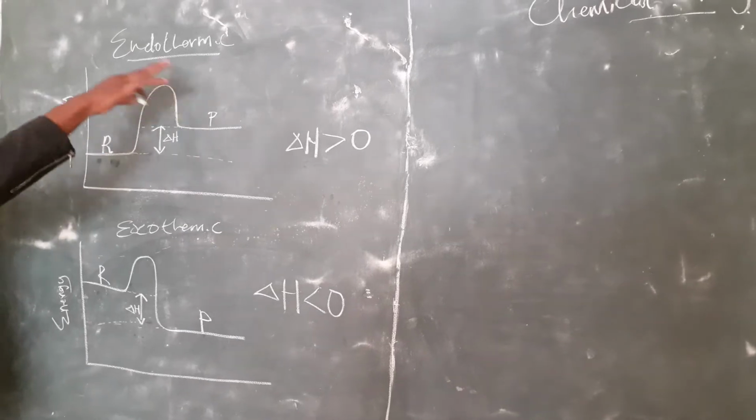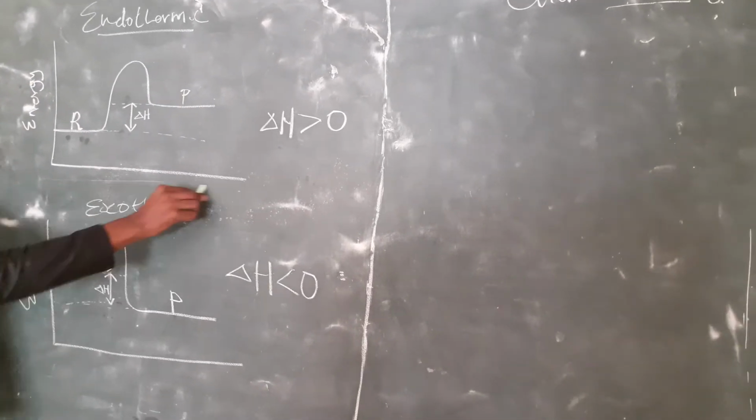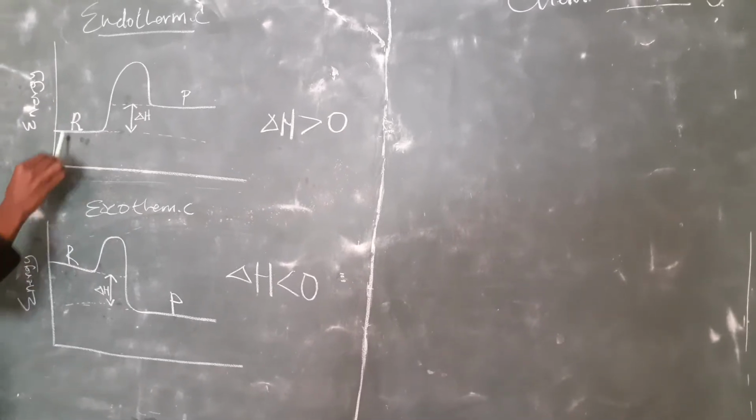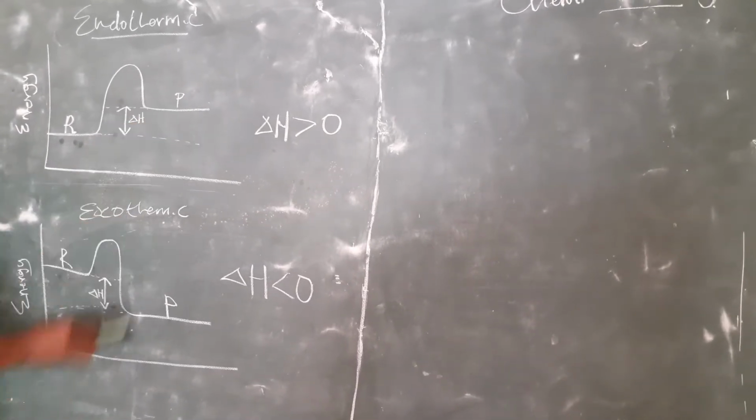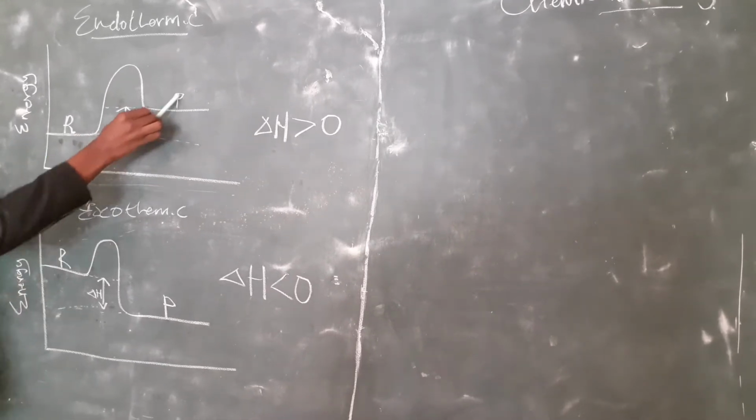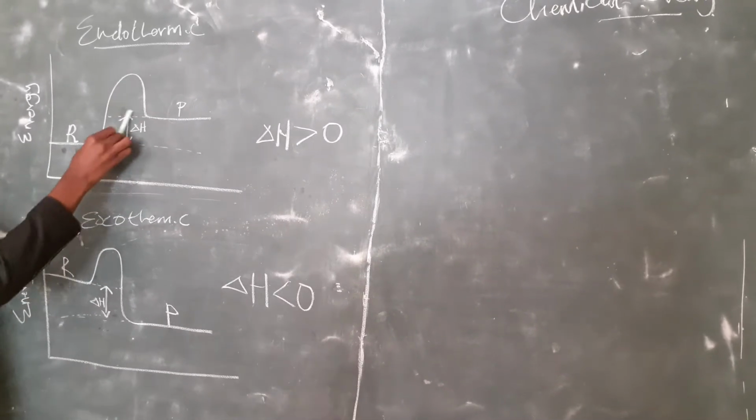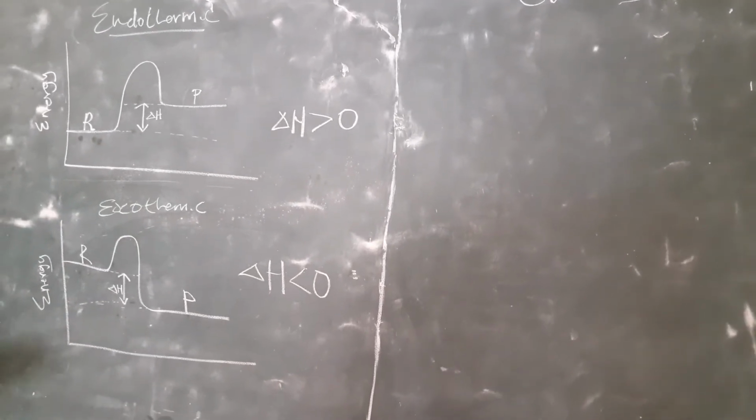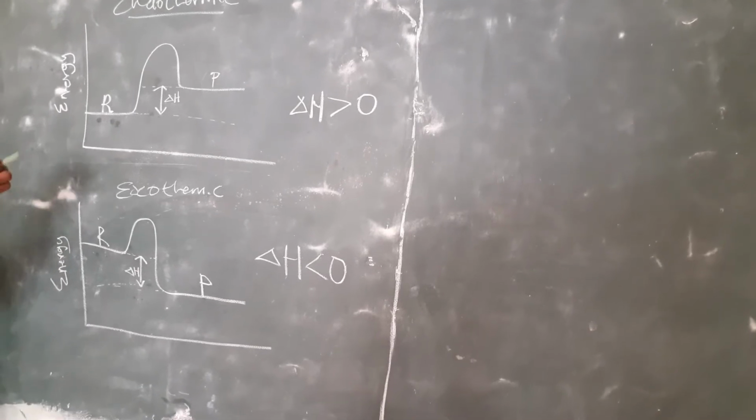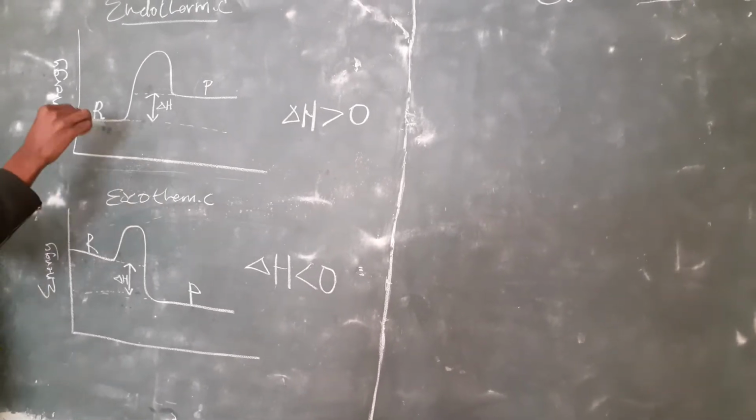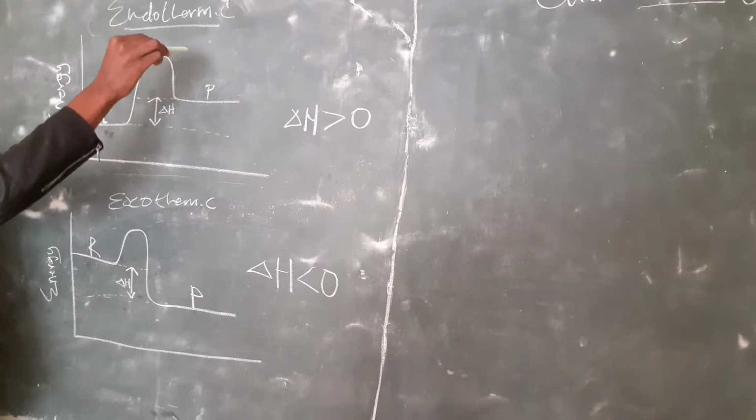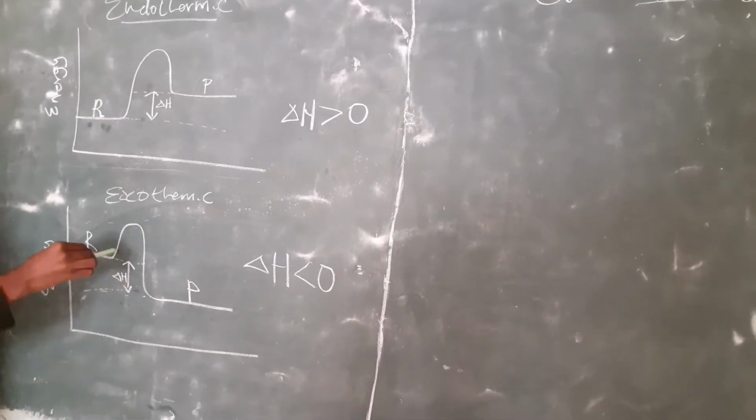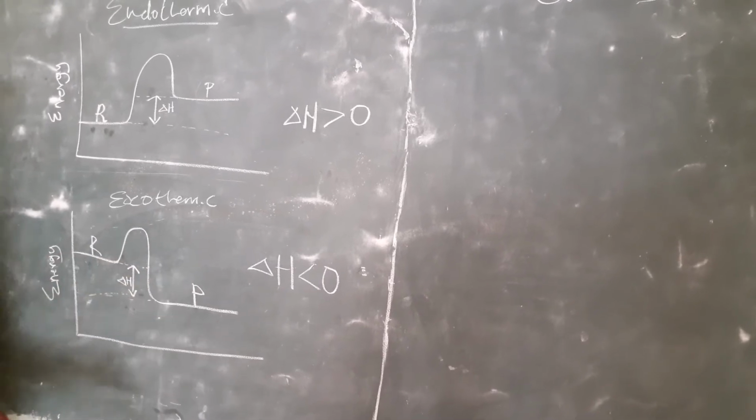Looking at this first diagram, I've shown you R, which stands for the reactants, and P, which stands for the product. Remember that change in heat, we're talking about the energy, right? Let's remember that we spoke about endothermic and exothermic. Endothermic is when the energy is taken in from the surroundings, and exothermic is when the energy is released to the surroundings.